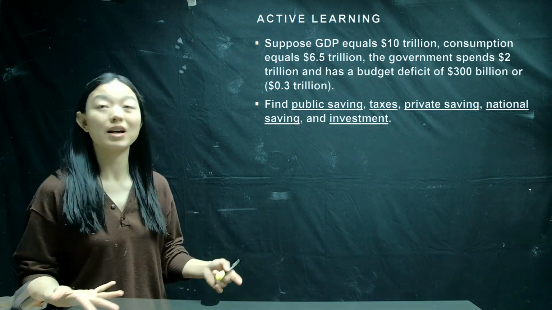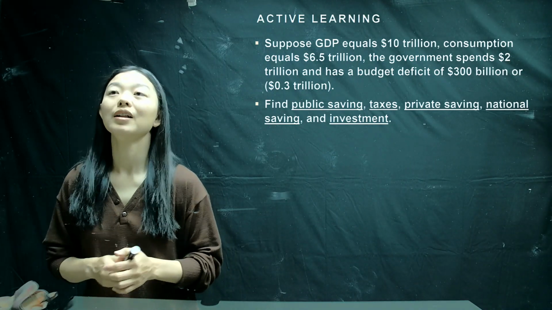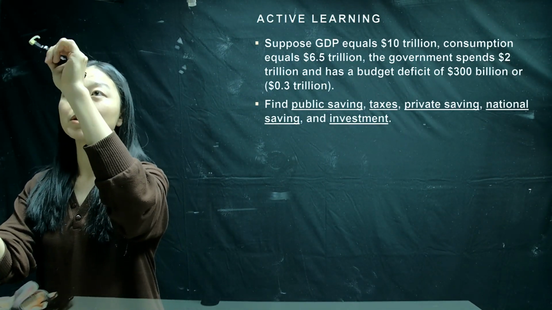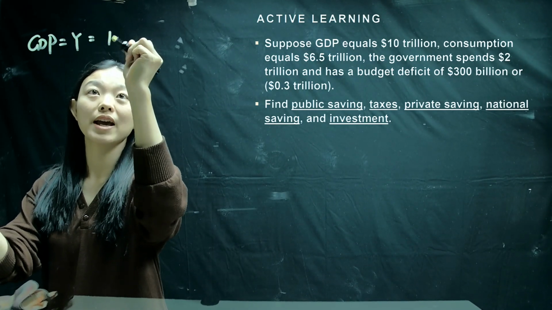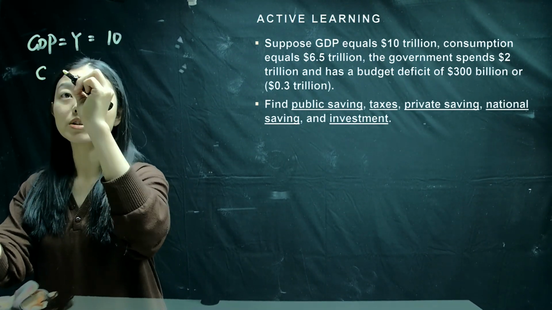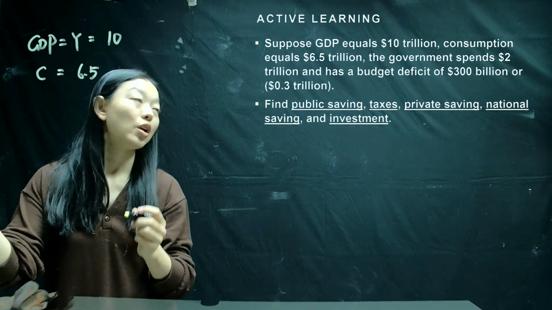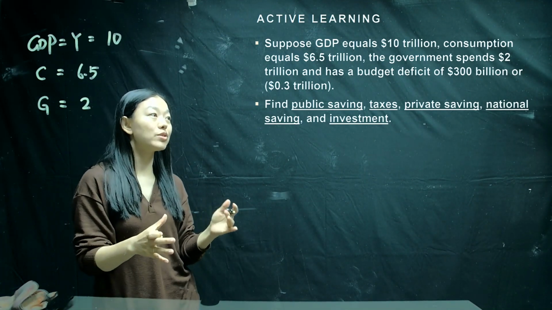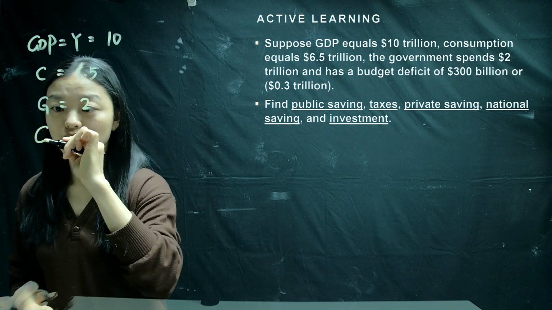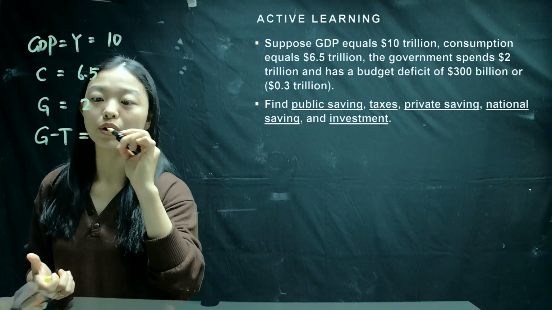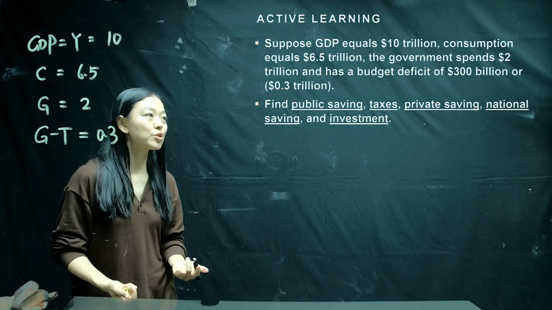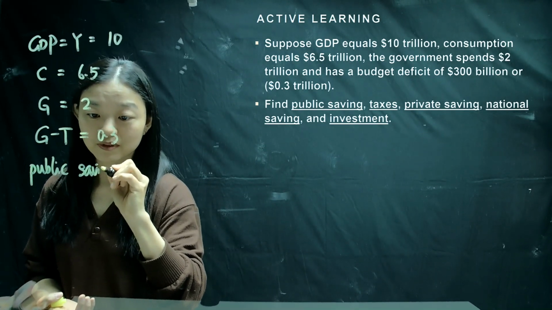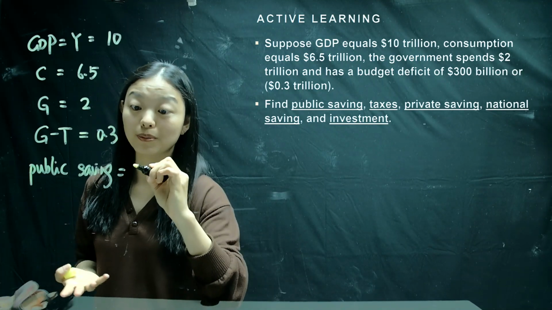So how to solve this type of question? You just need to apply what we have learned. We just need to summarize some information here. I'll just write it down. We have total GDP, which will be our Y, equal to $10 trillion. And then we have consumption here equal to $6.5 trillion. We know the government spending will equal $2 trillion. And this economy also has a budget deficit. So budget deficit is G subtract T, as we just learned, equal to $0.3 trillion. So the first one asks you to compute public saving. Public saving is actually negative now, and it will equal the budget deficit.